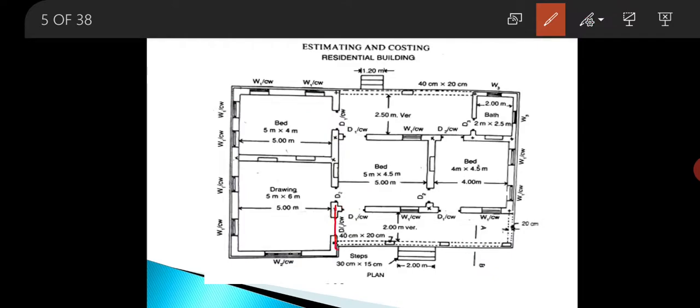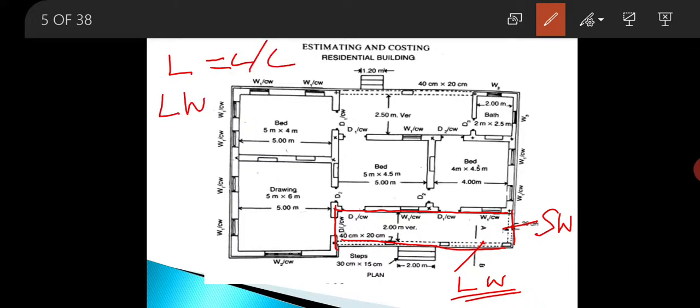So let us first go for the calculation of the front veranda. In this part there is one number of long wall and one number of short wall. This one is the long wall and this one is the short wall. First we will go for the long wall. To get its length, first we have to take the center to center length of the long wall.